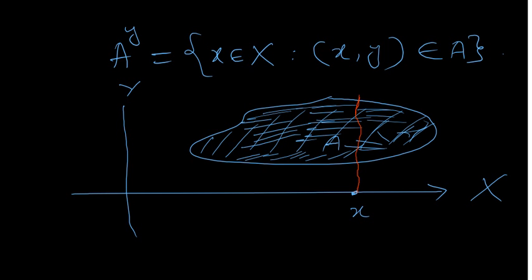Let me erase it first. This is the subset A of X cross Y. That's the shaded region A. Now let's find this set.